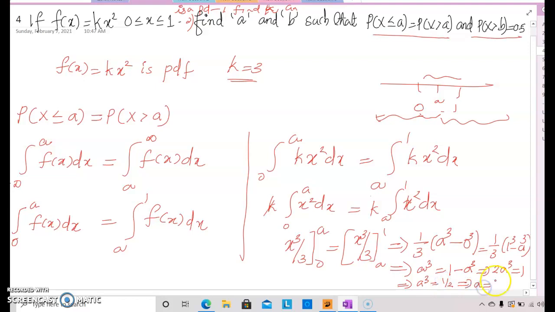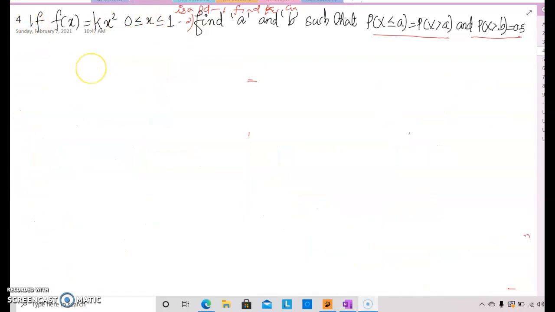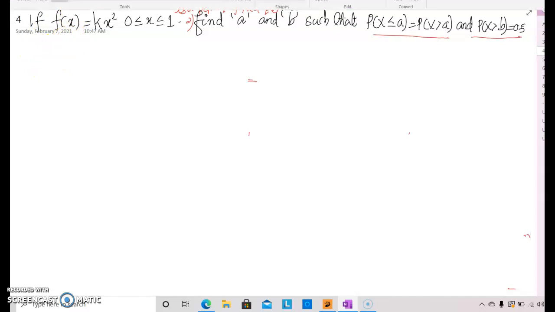Therefore a equals cubic root of 1/2, or 1/2 raised to 1/3. We can find the value with a calculator, or keep it as it is. This is also a previous question. Find a and b such that P of x less than or equal to a equals P of x greater than a. Using that condition we identified the value of a. Now, using the second condition, we have to find the value of b.